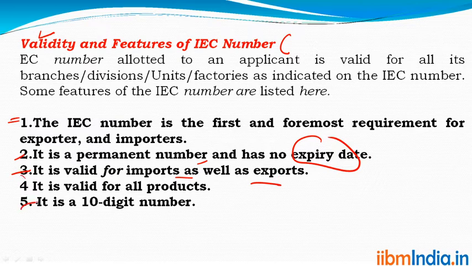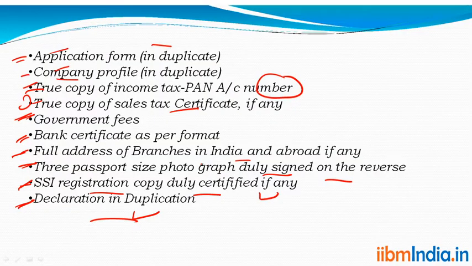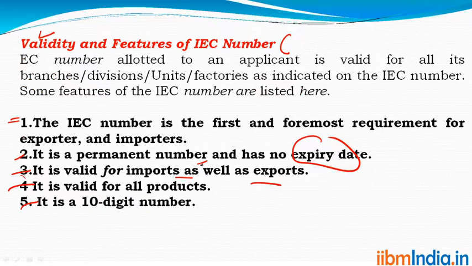It's a 10-digit number. So these are the most important points of the IEC number that I have told you here. Five points I have told you. These are the documents you require for the application of the IEC number, and these are the features of the IEC number.